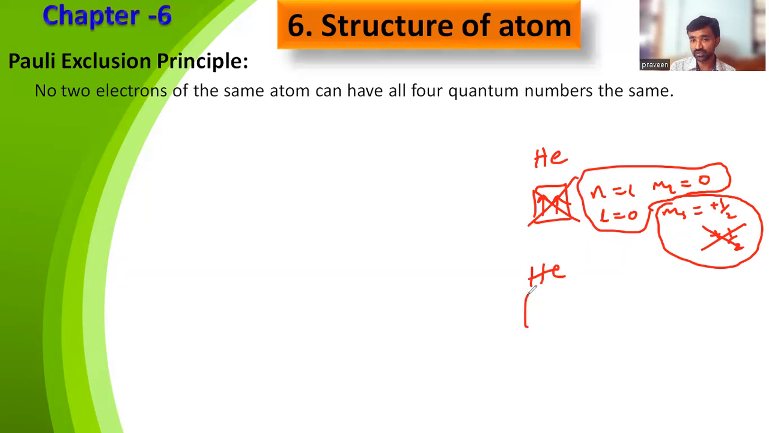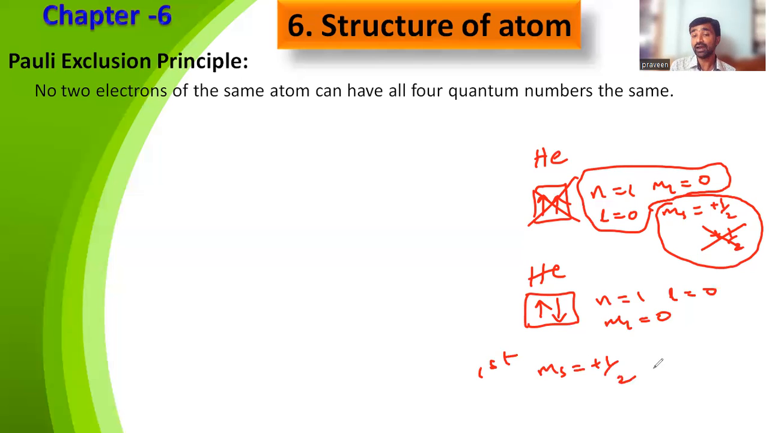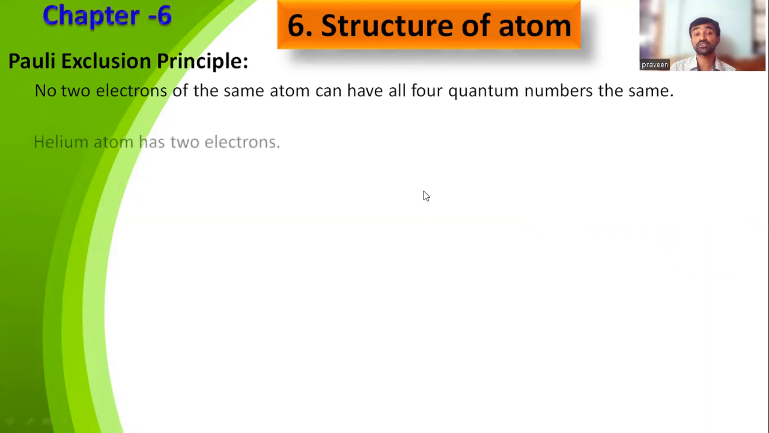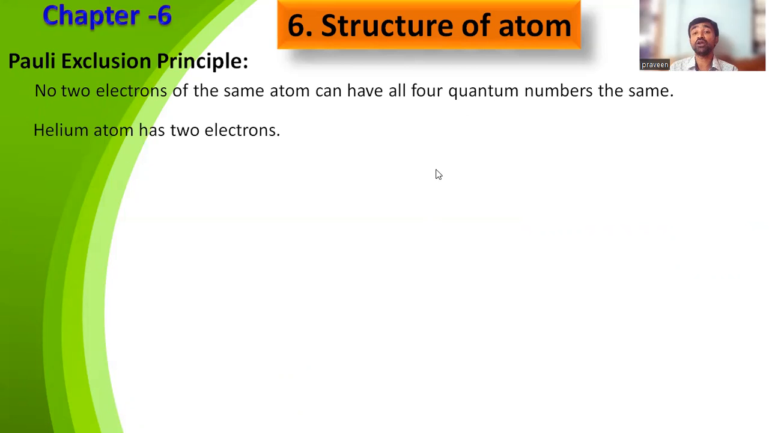So I'm going for a different method, with anti-parallel spin. Then it is satisfied. For the 2 electrons of helium, n equal to 1, l equal to 0, ml equal to 0, but for the first electron ms equal to plus half, and for the second electron ms equal to minus half. So this is Pauli's exclusion principle, right? We need to satisfy this in filling electrons into degenerate orbitals. Now look here: no 2 electrons of the same atom have all 4 quantum numbers the same.